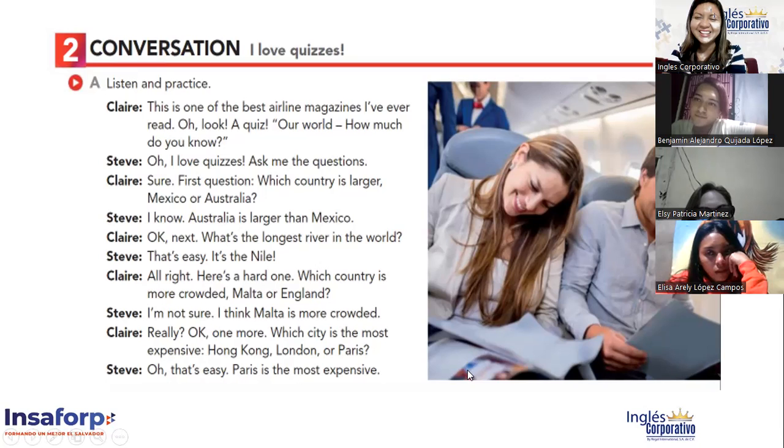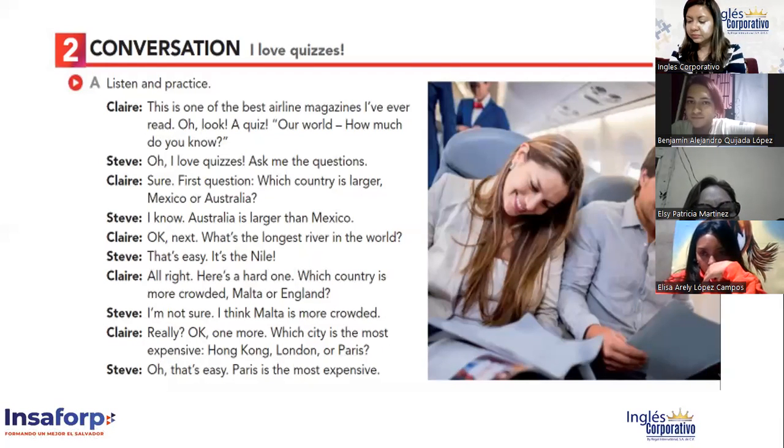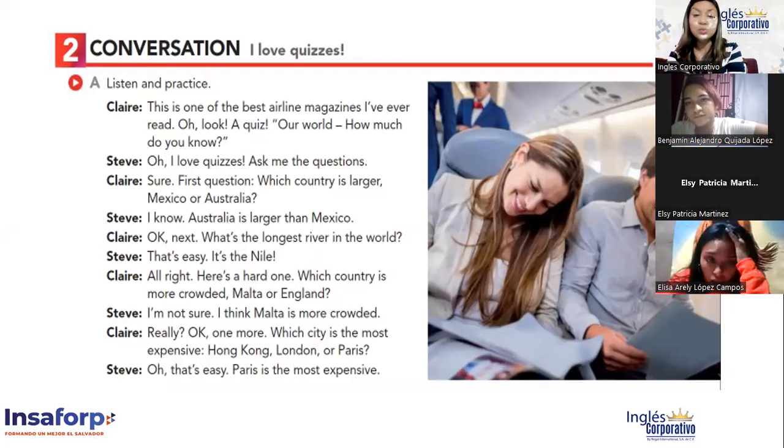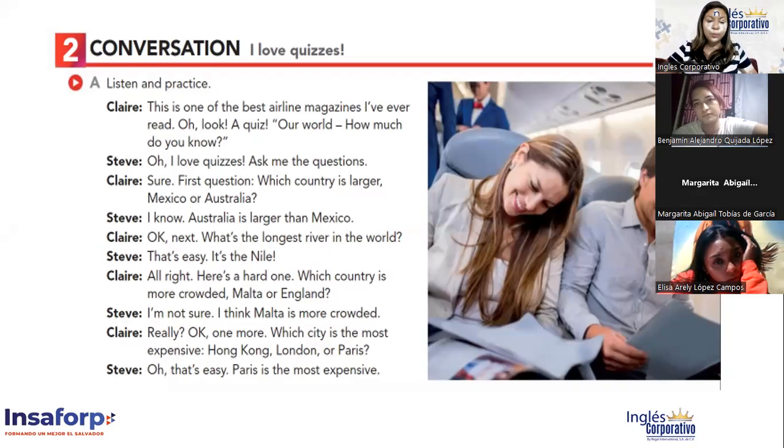Very nice. Thank you, Benjamin. You're welcome. So they are asking questions. What is the first question? Which country is larger, Mexico or Australia? Exactly. So we are comparing two countries, Mexico and Australia. Okay, the second question. What's the longest river in the world? Are we comparing two or more? Two rivers or more rivers? More rivers. All the rivers in the world.